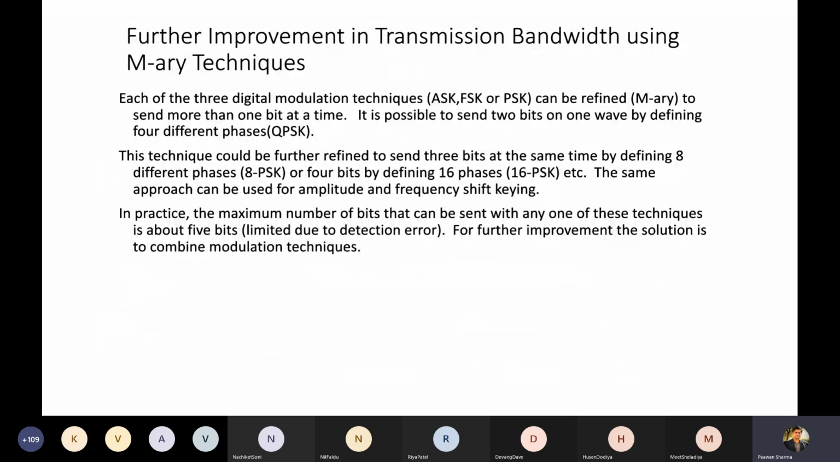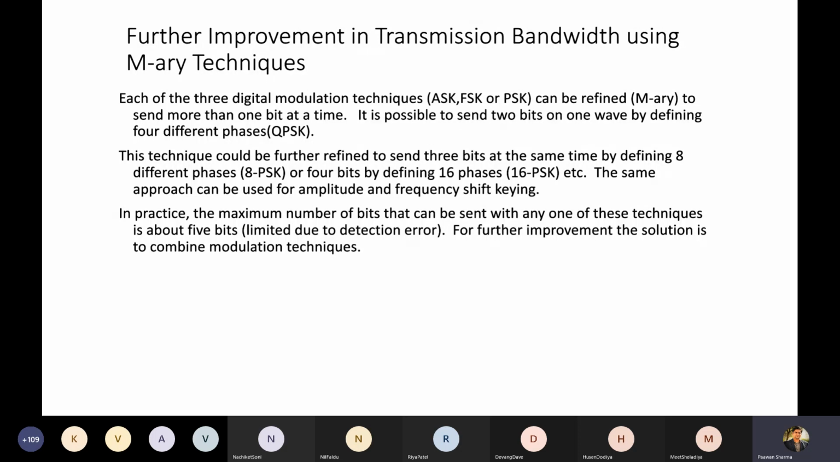Now this is important: further improvement in transmission bandwidth using M-ary techniques. You have seen ASK, FSK or PSK; they can be further refined. You can use M number of phases. They can be refined and called M-ary, to send more than one bit at a time. We have seen that in QPSK. How many bits were we considering? 2 bits, so we had 4 phases.